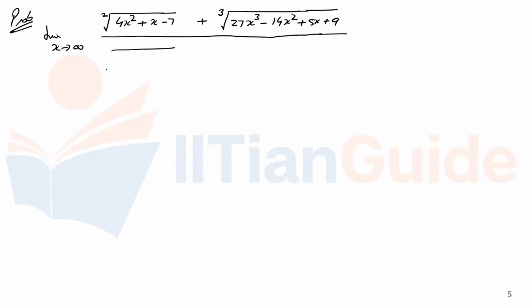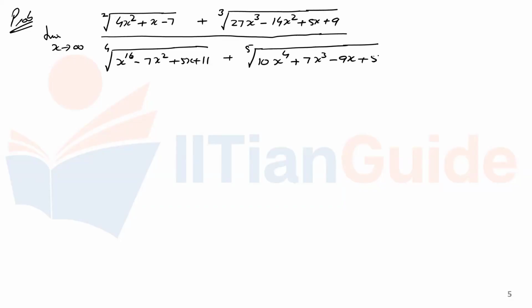In the denominator, I have a term fourth root of x power 16 minus 7x square plus 5x plus 11. And here I'm having a term of fifth root of 16, or I'm just writing 10 x power 4 plus 7x cube minus 9x plus 5. Okay, we need to find its limit. Tell me how to do it.